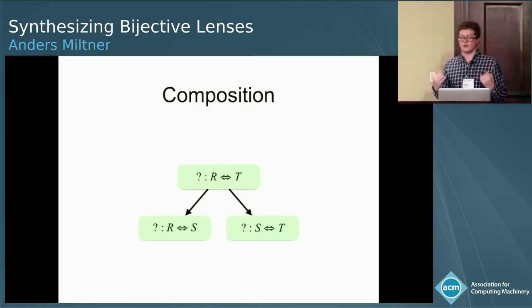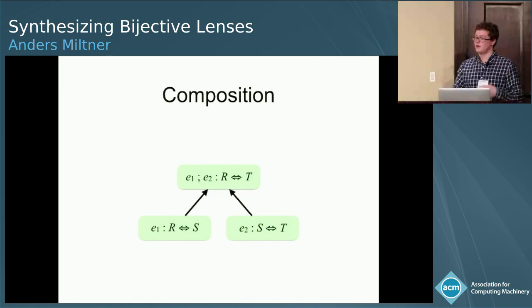So we can break into the subcomponents, finding a lens between R and S and a lens between S and T, and then combine the solutions. But if you're paying attention, this S comes from nowhere. We just need to guess an S to find a lens between. And that's a huge search space because who knows what regular expression we need to put in there.